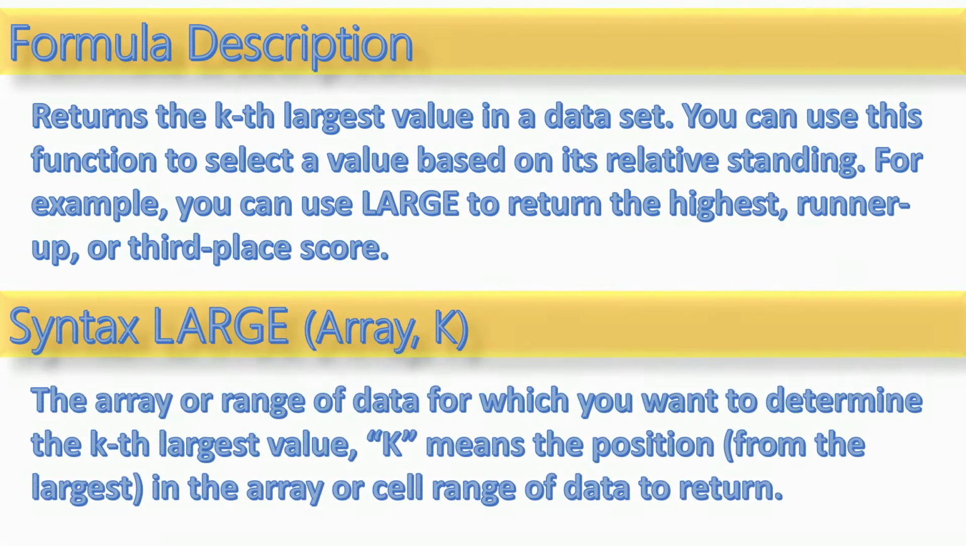There are two arguments: array and k. The array is the array or range of data for which you want to determine the k-th largest value. K means the position from the largest in the array or cell range of data to return.